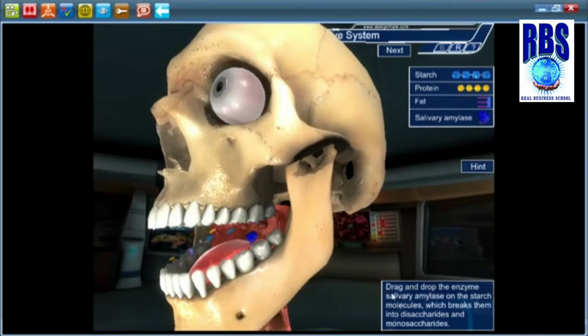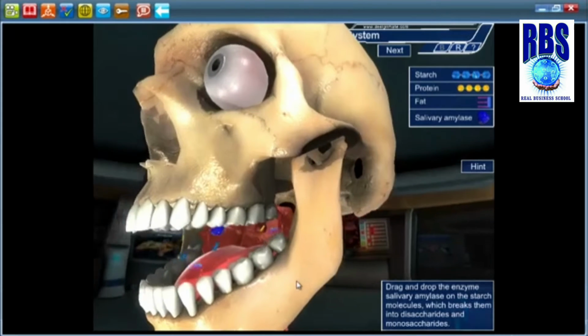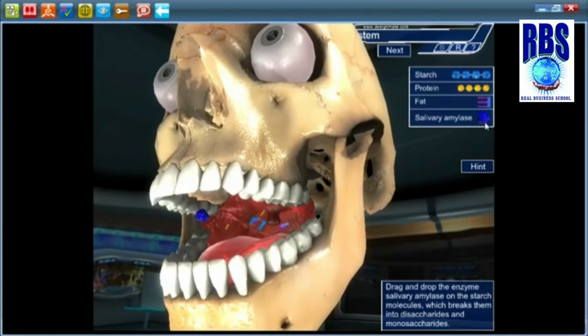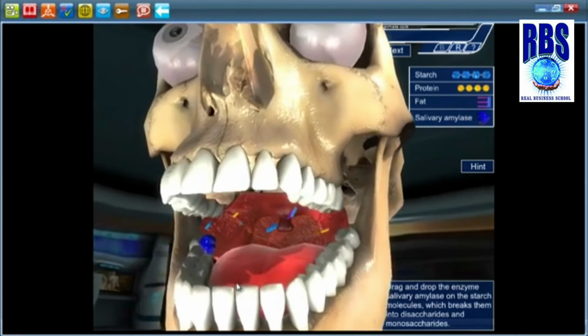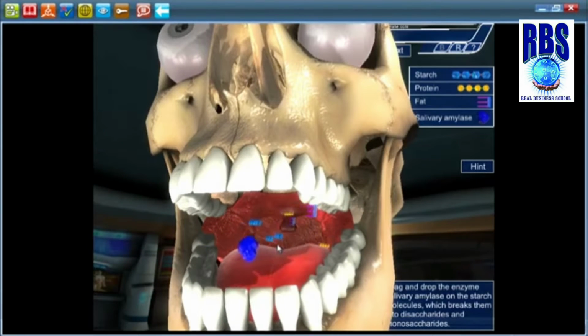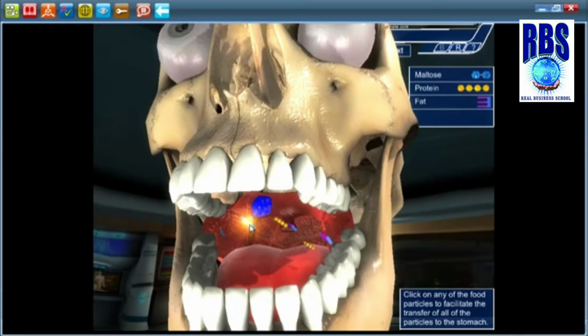Drag and drop the enzyme salivary amylase on the starch molecules, which break them into further molecules. So, as I can see in the legend, salivary amylase is represented by the blue object and starch is represented by this chain of smaller blue objects. So what I do is, I drag the salivary amylase and drop it on the starch molecules, which breaks them down into these two smaller molecules. So I have to drop it twice as the instruction says. So I drop it here.